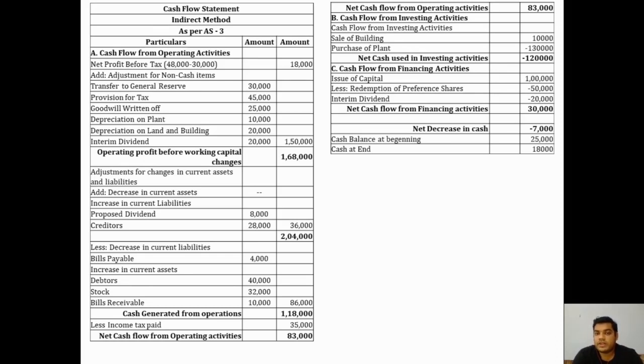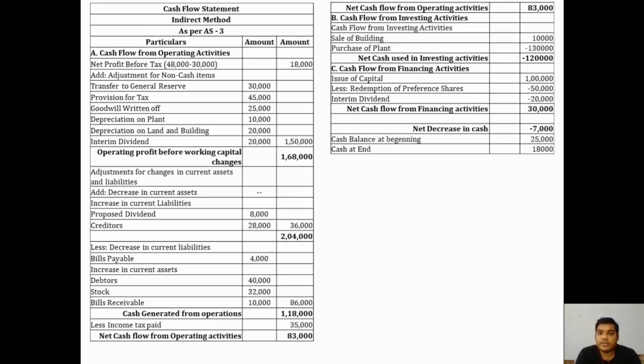If you check over here, the inflow of cash from sale is only 10,000, whereas an outflow of cash has happened because we have purchased a plant for 1,30,000. Inflow is only 10,000, outflow is 1,30,000. The end result is an outflow of cash of 1,20,000 in investing activities. Hence we call it net cash used in investing activities, that is 1,20,000. This was related to the investing activities.